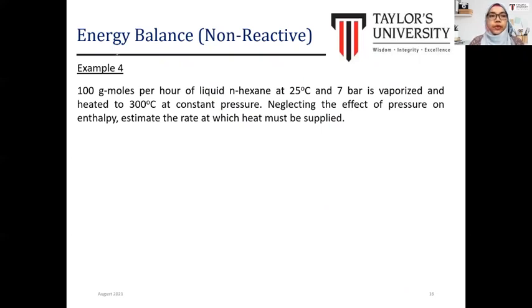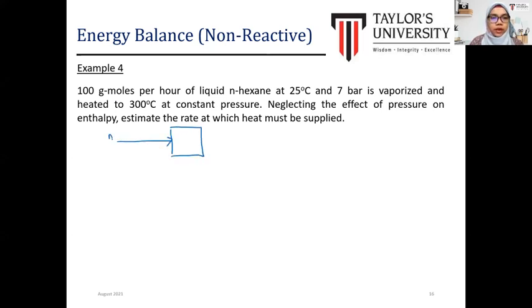Okay, let's move to example 4. Another example related to the non-reactive. If the enthalpy or specific enthalpy is not available in the reference table, 100 gram moles per hour of liquid n-hexane. So we start by extracting all the information given here.